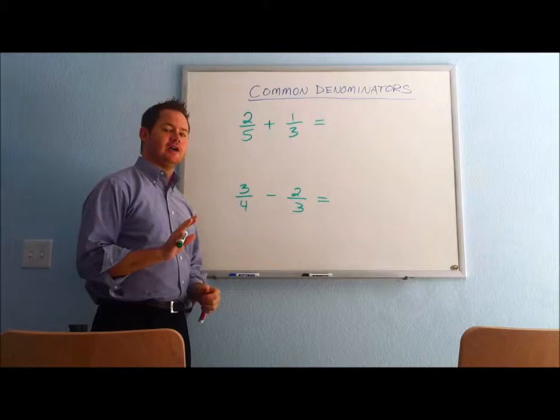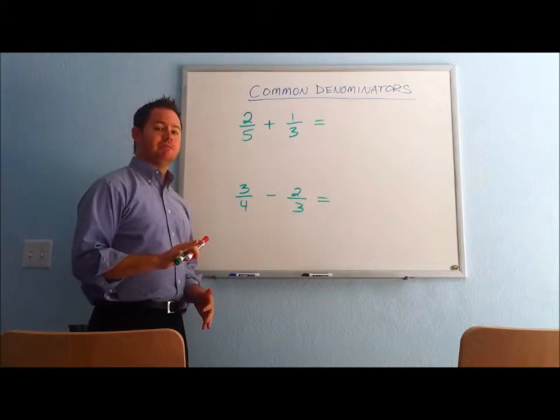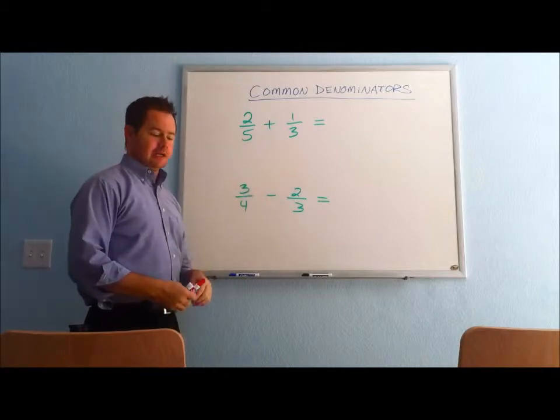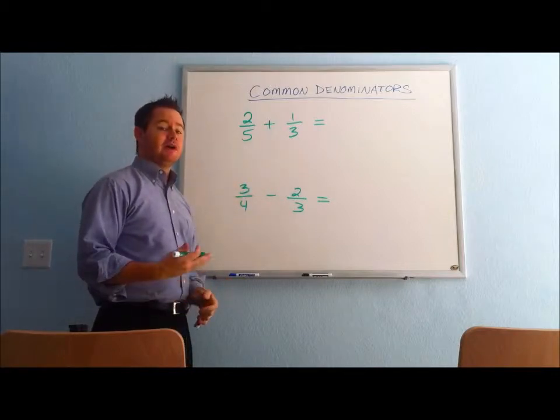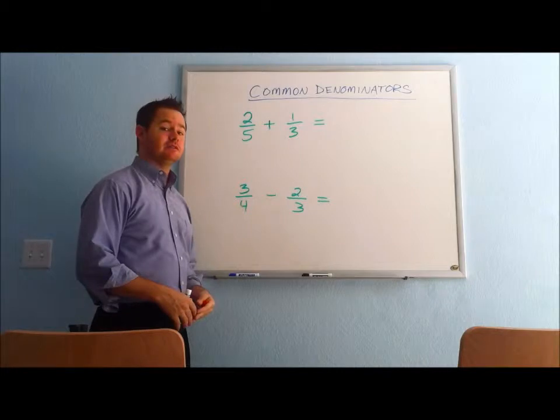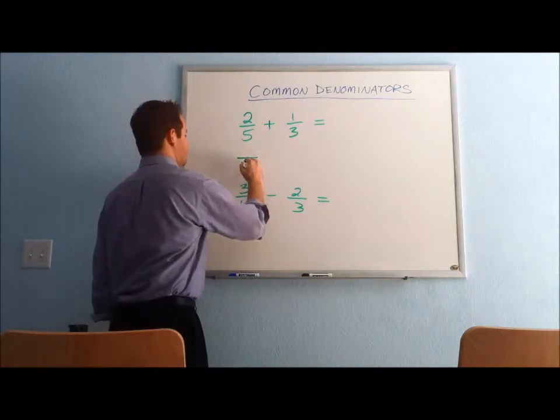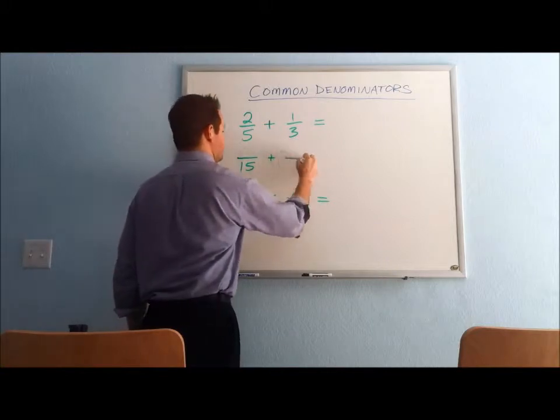So in order to find a common denominator, the simplest and most straightforward method is multiply the two denominators times each other. So 5 times 3 would give us 15, exactly. So our common denominator is going to be 15.